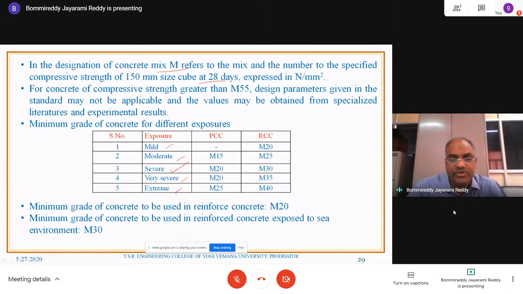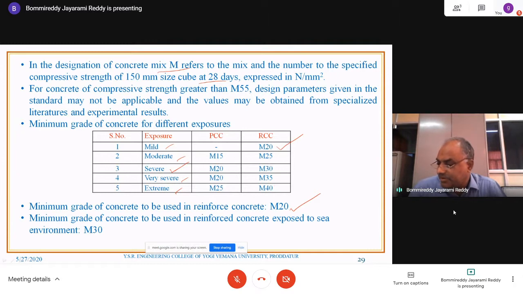And of course, it has its own meaning in IS 456. And particularly for PCC, M15 is the minimum grade of concrete for moderate exposure. Just remember it, for moderate exposure, M15. And for RCC, even for mild exposure, the minimum grade of concrete is M20. So earlier in the previous code, minimum grade is M15. Now the minimum grade of concrete to be used for RCC works is M20. It's an important point.